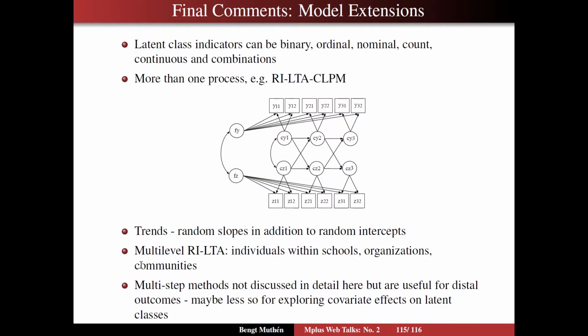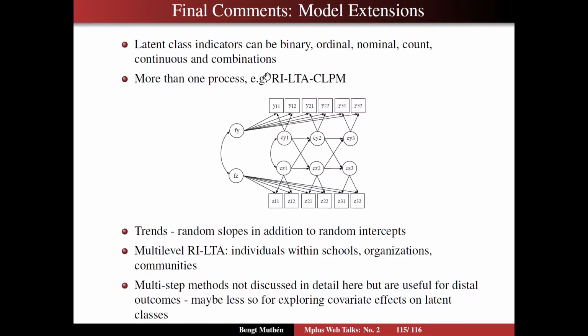Turning to slide 115 then, there are of course model extensions one can consider. First of all, the latent class indicators can be of many different types. We have only looked at binary indicators, but they can be ordinal, nominal, counts, continuous, and combinations of all these kinds. And you can also work with more than one process.